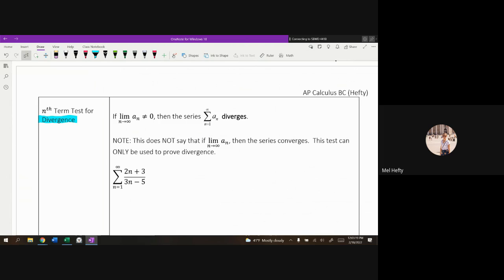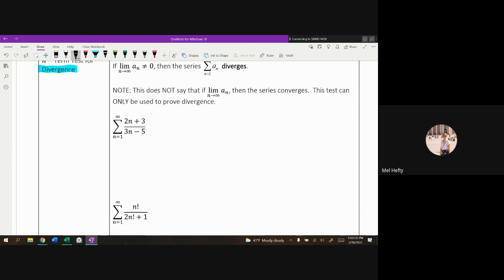End all discussion, doesn't matter. Because if it doesn't go towards 0, you're adding either something positive every time or something negative every time. That's not good. It's going to either shove your series towards positive infinity or negative infinity. So let's see how easy this test is.